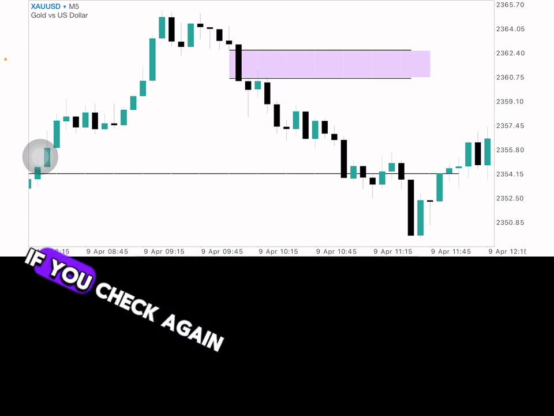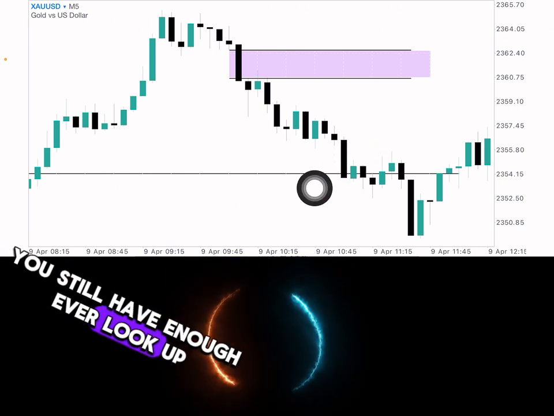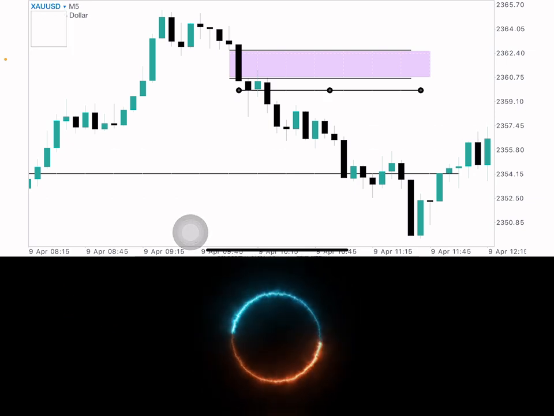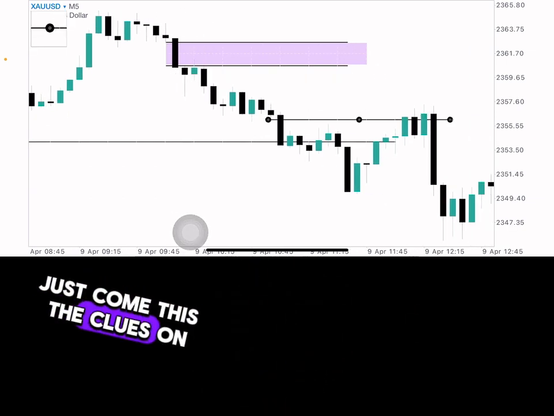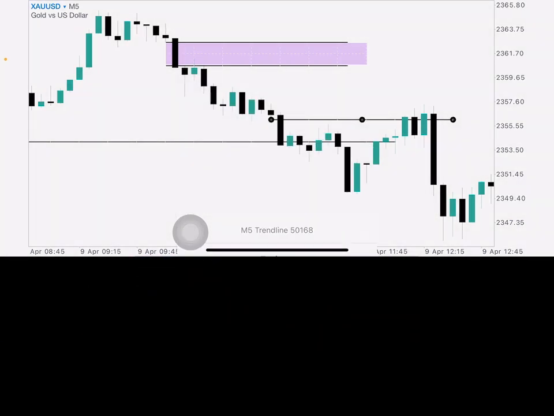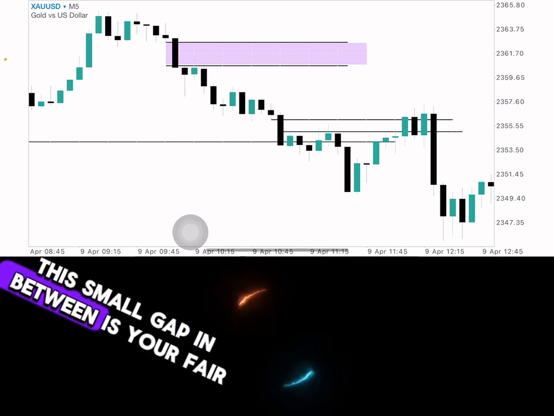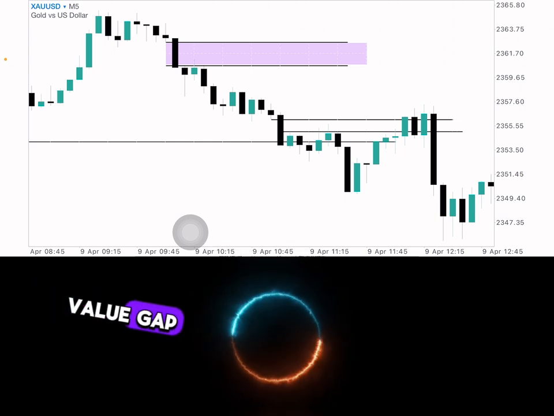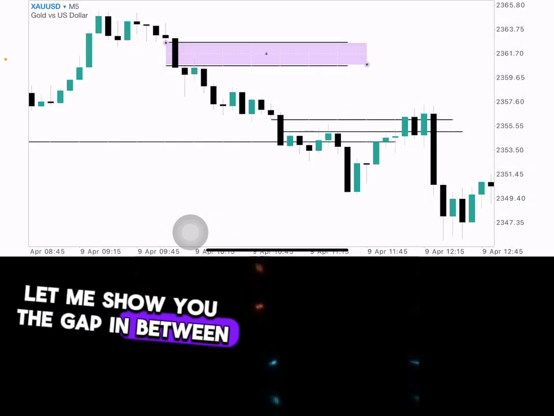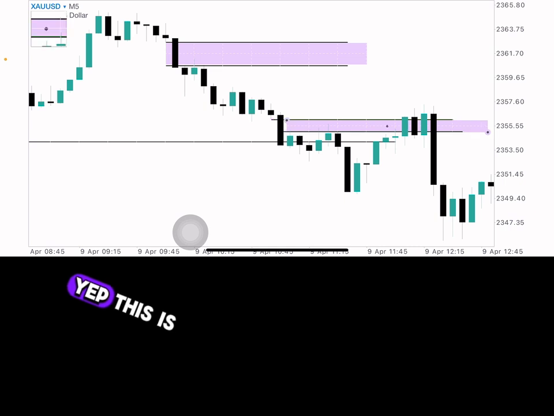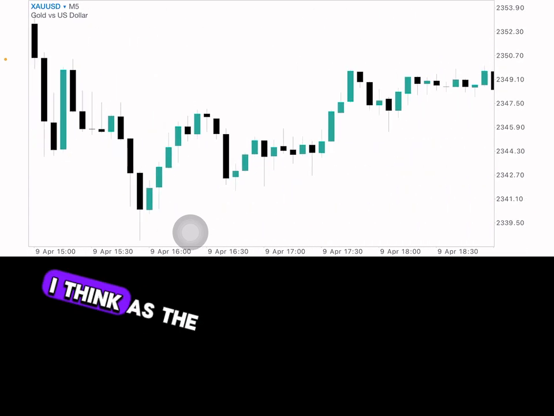All right, so if you check again, at this point you still have another fair value gap. So this is it. Just pick your tool. This is the close of the first candle here. Here is the close of the second one. This is it. So this small gap in between is your fair value gap. Let me show you the gap in between. That's it. This one here. Yep. This is your fair value gap. I think that's the bearish one.